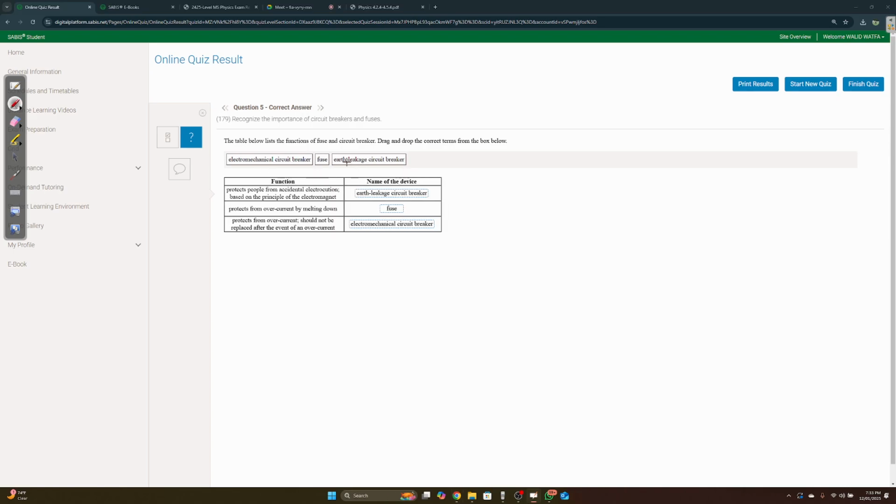Question 5. A new device protects people from accidental electrocution based on the principle of electromagnetism. Obviously, electrocution, it's the circuit breaker. But which one? Earth leakage. Okay? Earth leakage. The other one was overload.